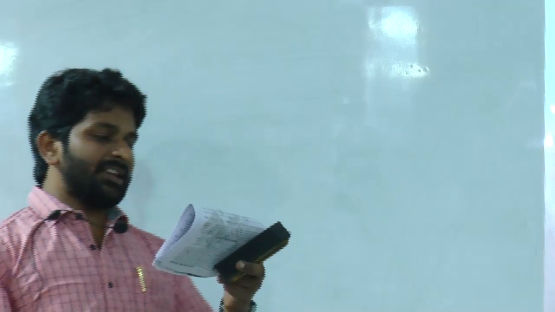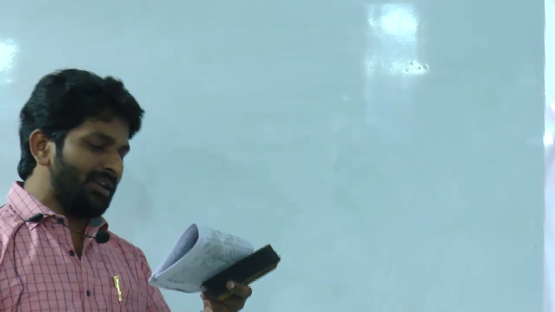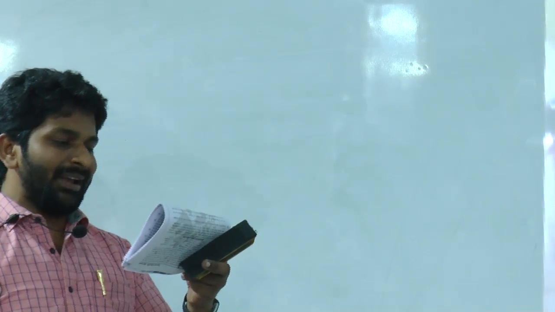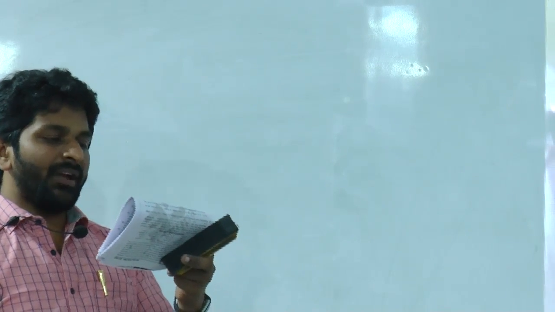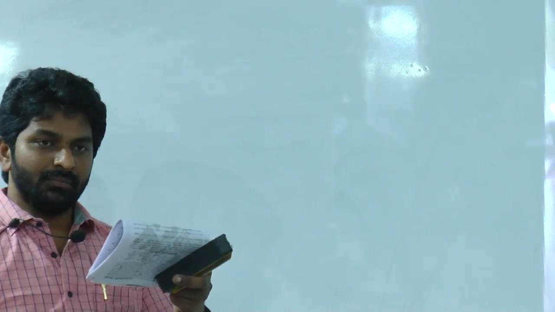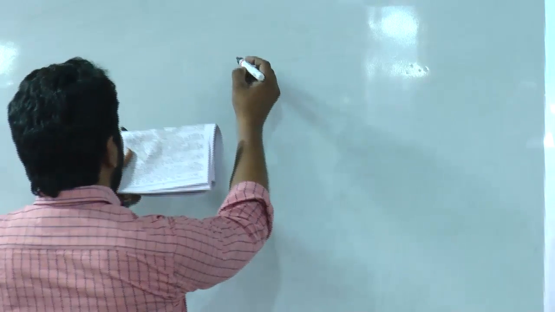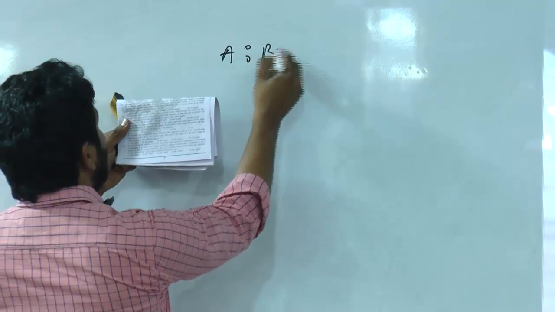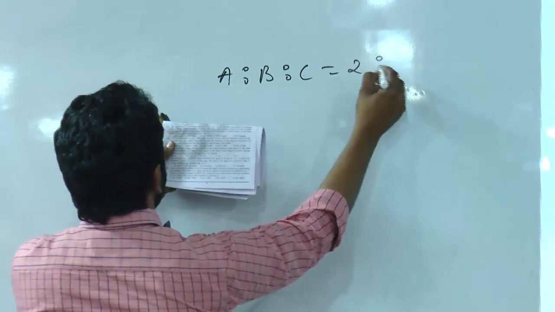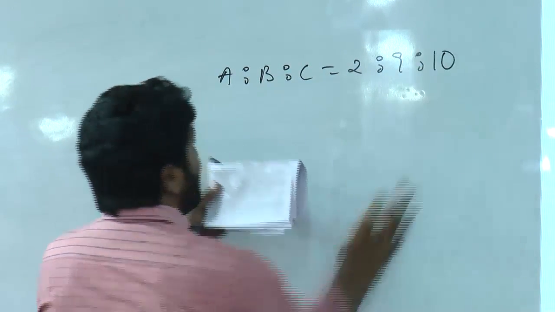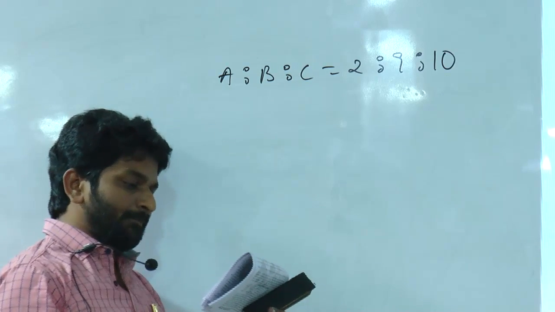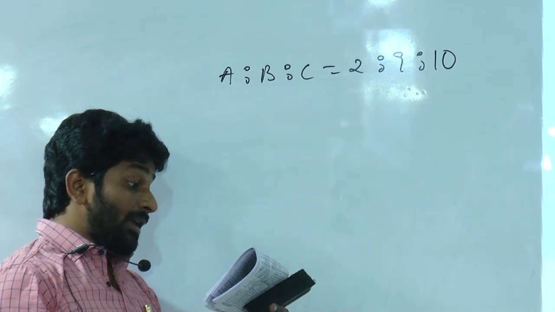36. At present the respective ratio between the ages of A and B is 2:9, and that between A and C is 1:5. So 1:5 I can write as 2:10 also. In that case, the respective ratio between A, B, C becomes 2:9:10.